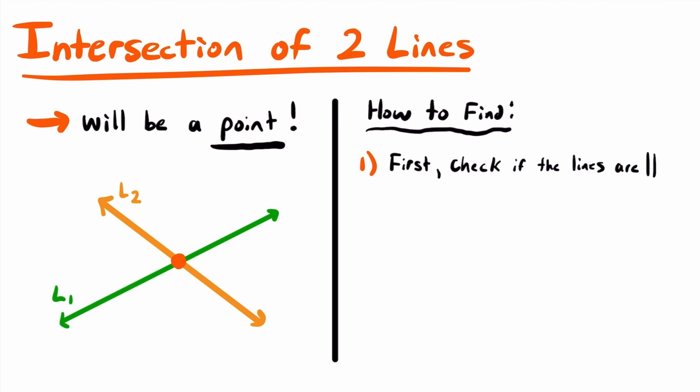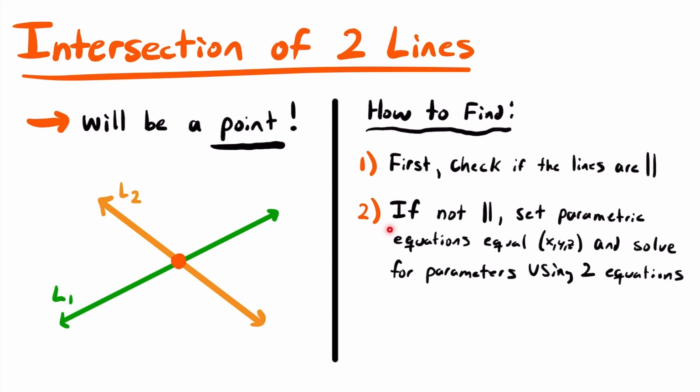which brings us to the second step, which is if your lines are not parallel, you want to set the parametric equations equal from those lines. So the x equations, y equations, and z equations, you want to set those corresponding equations equal to each other and solve for the parameters using 2 equations. All right, so since we're going to have 2 different lines, each of those lines will have their own unique parameter. And we're going to want to solve for those parameters using 2 of the equations that we create.